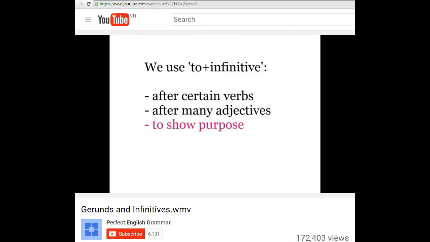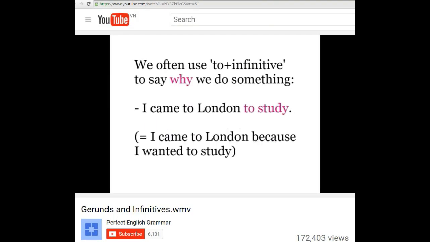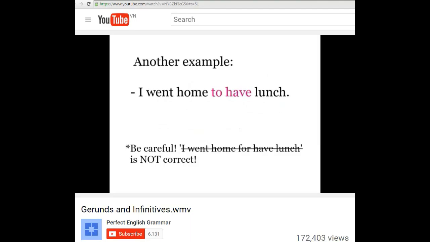We use to plus infinitive to show purpose. We often use to plus infinitive to say why we do something. I came to London to study. This means I came to London because I wanted to study. Here's another example. I went home to have lunch. Be careful. I went home for have lunch is not correct.